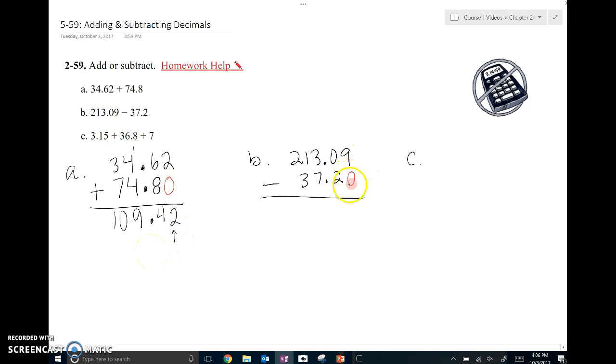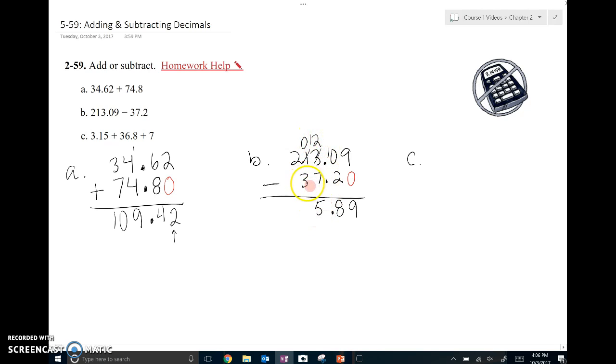Here with subtraction, now that I have my 0 here, I can take 0 hundredths away from 9 hundredths, which is still 9. 2 tenths, and I'm taking away from 0. Well, I've got to borrow 10 tenths from this 1 here. 3 ones become 2, and 10 tenths minus 2 tenths is 8 tenths. Here, now I'm trying to take away 7 ones from 2 ones, so I need to borrow 10 ones from this 10. So now 12 minus 7 is 5.